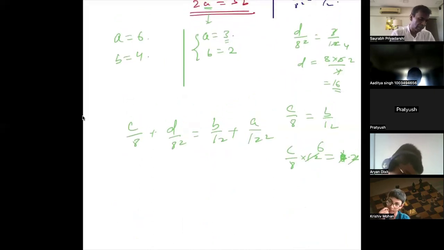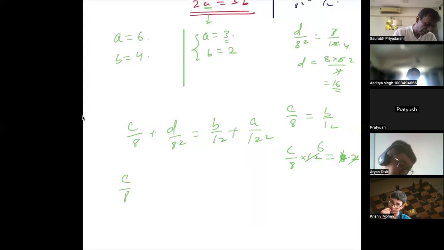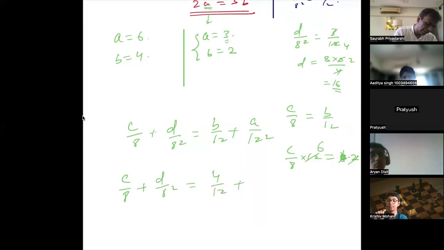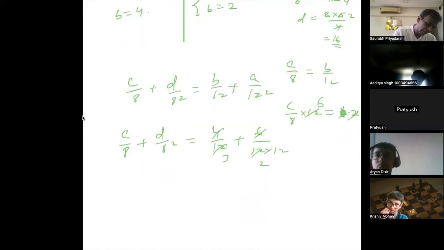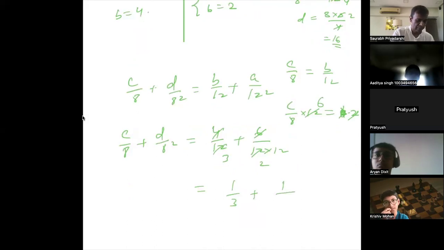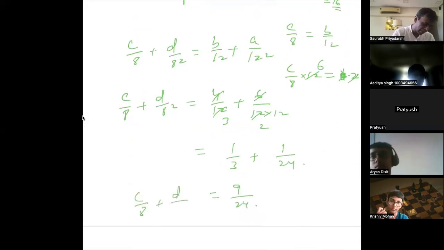What are the possible values in this case? If I'm taking A is equal to 6 and B is equal to 4, then D by 8 square is equal to B by 12. So B is 4, 4 by 12 plus A is 6 by 12 into 12. This is 3, this is 2. This is coming as 1 by 3 plus 1 by 24, which is 9 by 24. This is C by 8 plus D by 8 square.